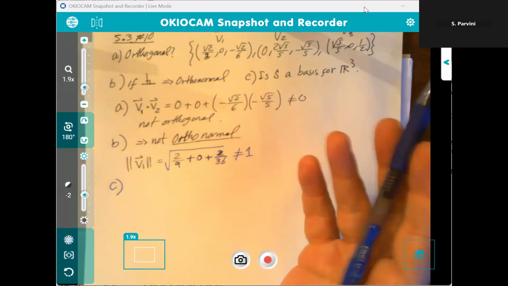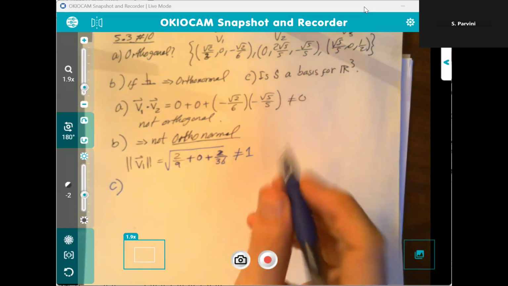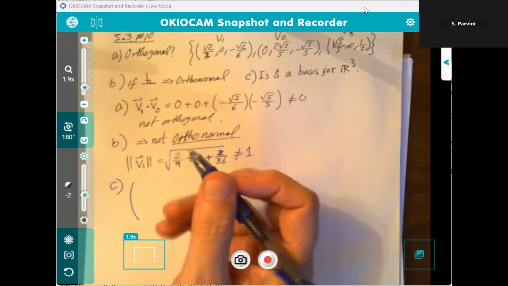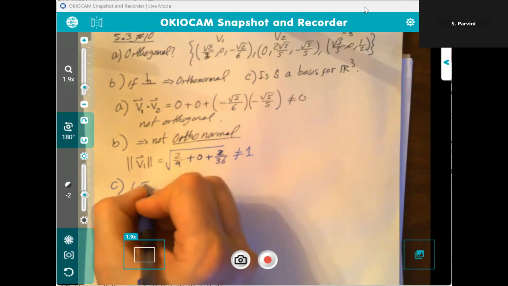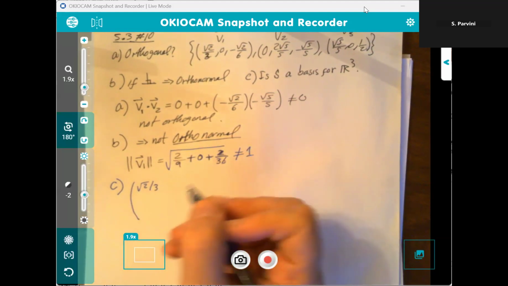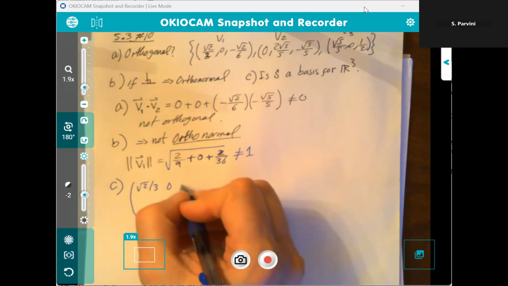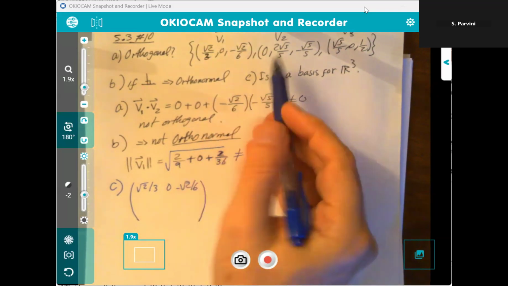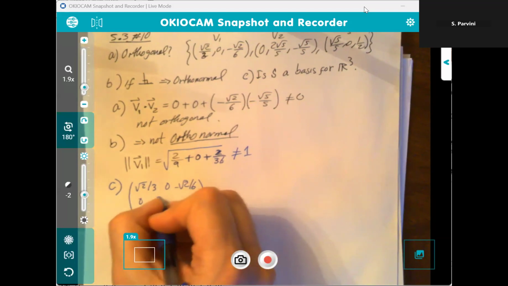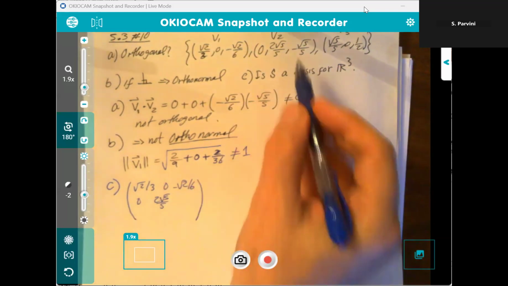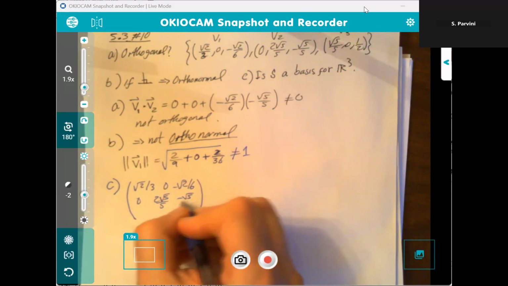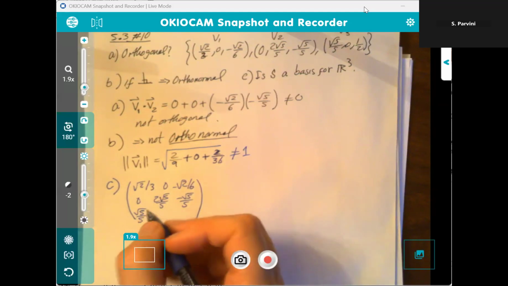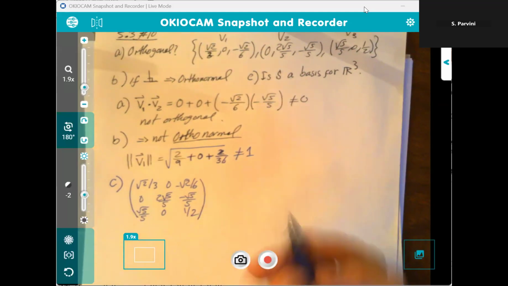To see if S is a basis, that means these vectors do not lie on the same plane. Then we need to look at the solution to the homogeneous system, right? So we have root 2 over 3, 0, negative root 2 over 6. That's my first vector. The second vector is 0, 2 root 5 over 5, and negative root 5 over 5. And the third vector is root 5 over 5, 0, and 1/2. There you go.